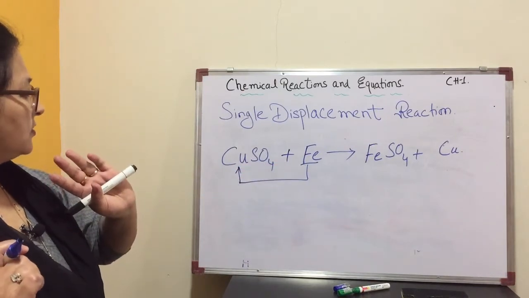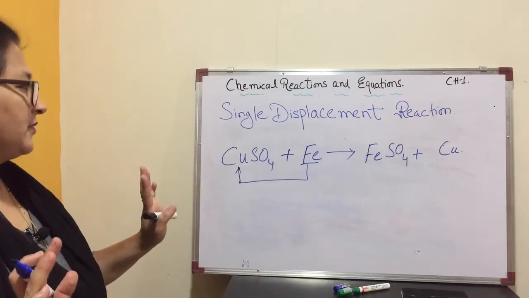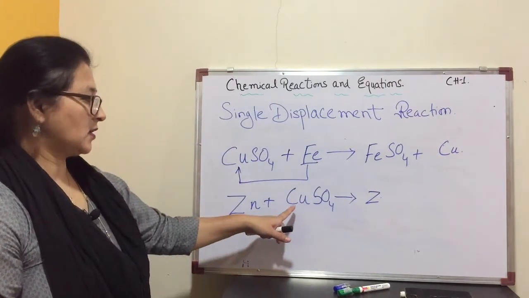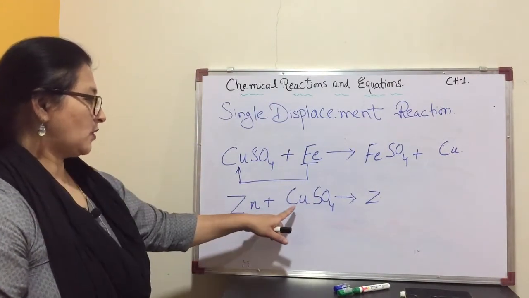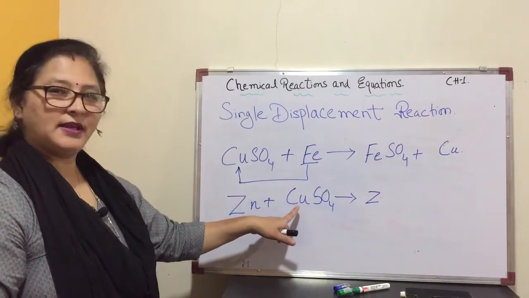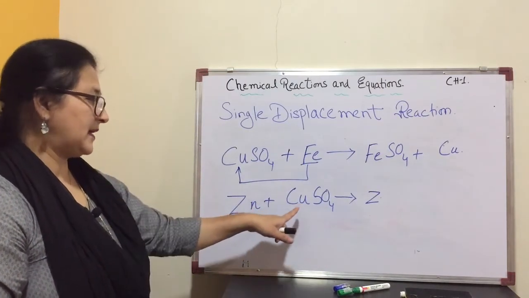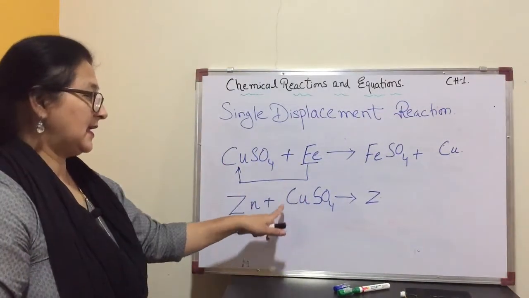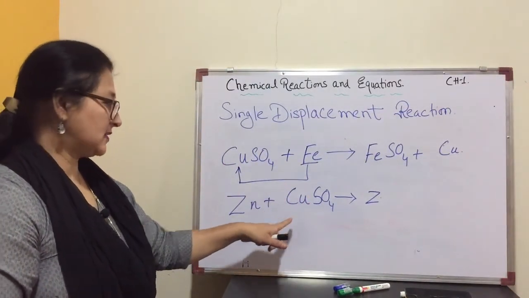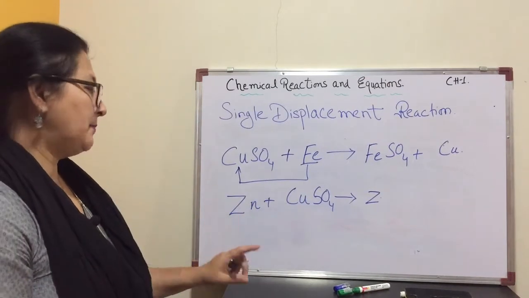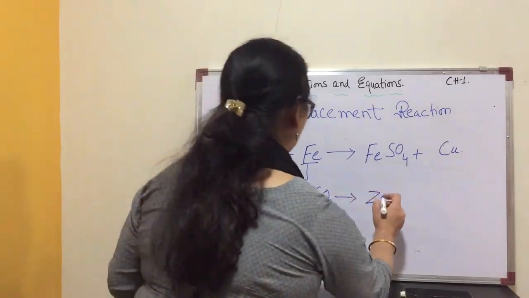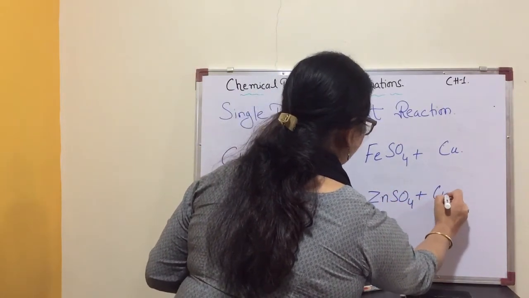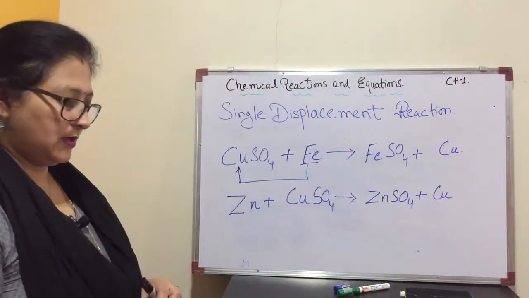Now let's do the balancing of the equation. It is a balanced equation, right? Okay, zinc plus copper sulfate. Because zinc is more reactive than copper, copper will be replaced by zinc. So in a single displacement reaction, we have seen that the less reactive metal is replaced by the more reactive metal. So you will get ZnSO4 solution plus copper. Clear?